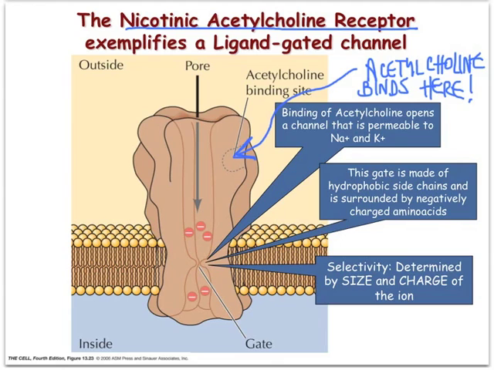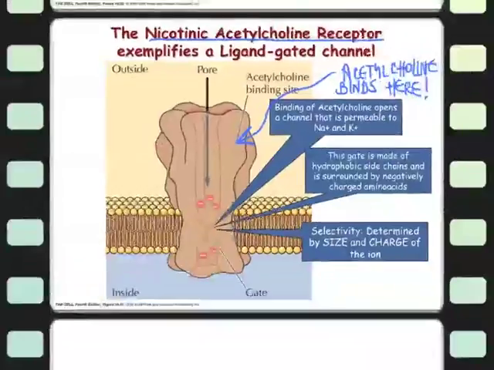So the binding of the ligand to the receptor triggers a conformational change in this channel so that the gate opens up, therefore allowing the flow of sodium and potassium ions. The selectivity of this type of channel is determined by both the size of the channel and the charge of the area surrounding the gate of the channel, so that only ions of a certain size and a certain charge are allowed to go through the channel.